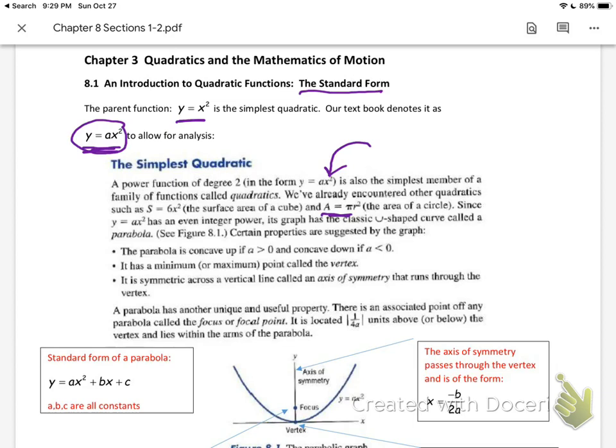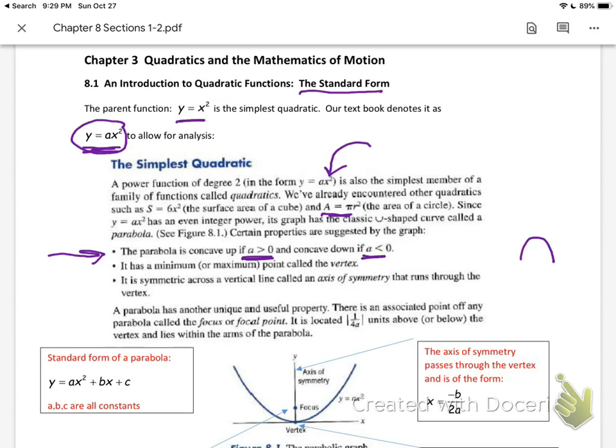When we speak about the parent function, y equals x squared, we're going to call it a parabola here, but remember quadratic and parabola are interchangeable. This particular parabola, the parent parabola, is concave up. It's concave up because a for the parent is indeed greater than 0. This sketch right here is concave up. And if I drew it this way, it would be concave down. That would happen if the a was less than 0.